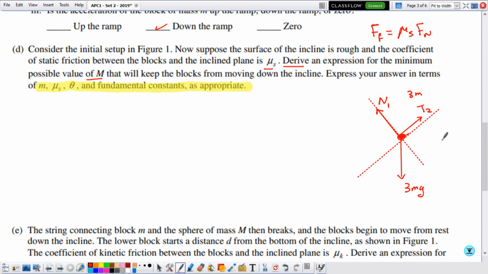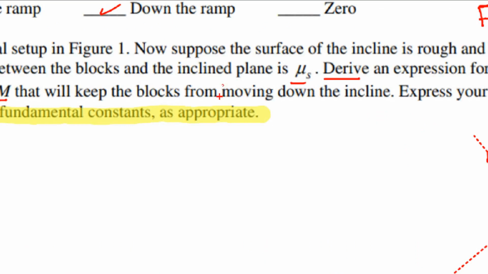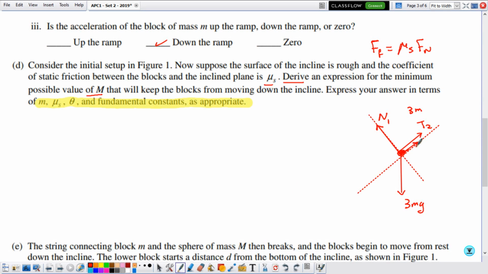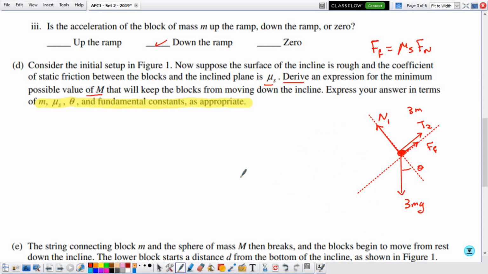Now remember that we need to add friction. What is the tendency of motion of the system? We're determining the minimum possible value of M that will keep the blocks from moving down, so the tendency of motion is down, then friction would be up the ramp. So that would be FF. Now we're ready to say that these forces are balanced. Now that would be angle theta. Then the component along the x-axis would be 3mg sine theta. Then I would say that 3mg sine theta would be equal to the tension T2 plus the friction force.